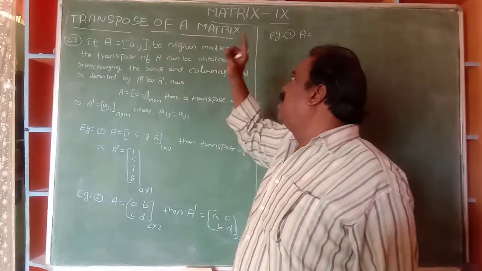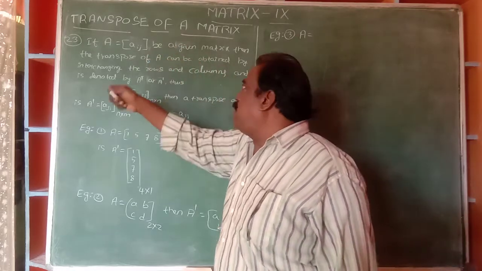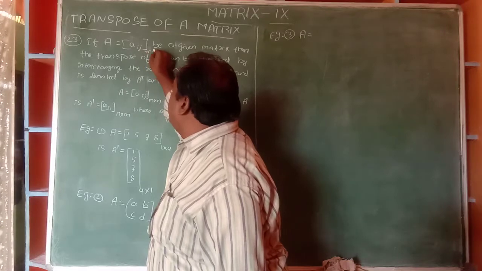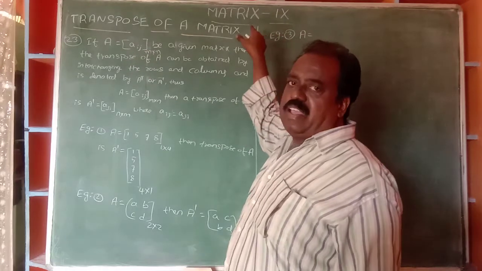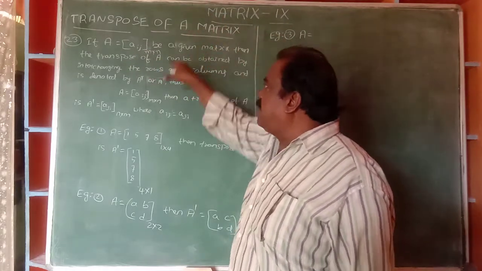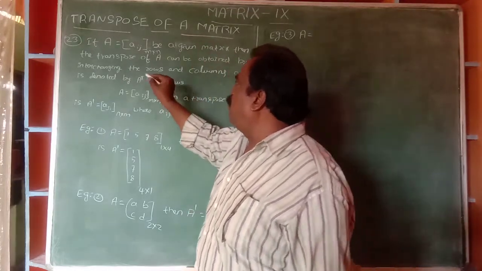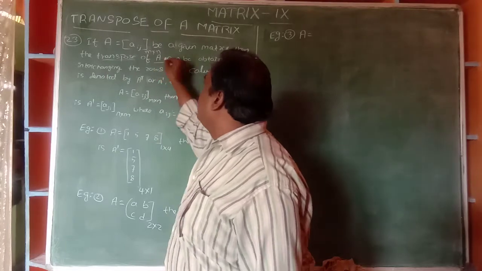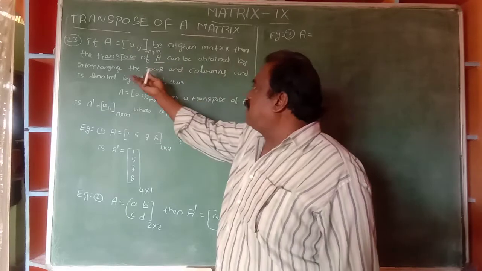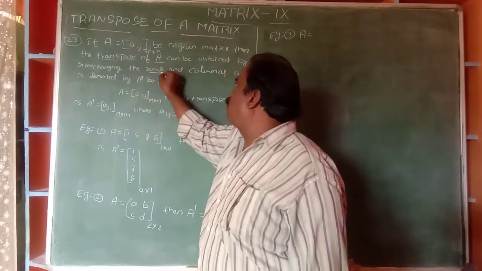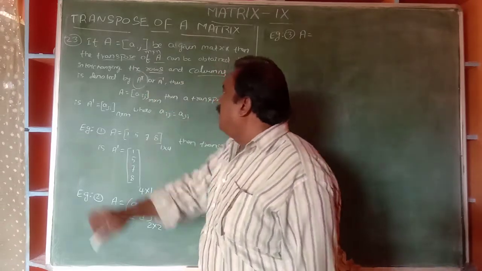Suppose capital A is a given matrix. It contains the Aij. It is a general matrix. Aij, it is an M by N matrix. That means the ith row and jth column, M rows and N columns are there. That is the given matrix. Then the transpose of the given matrix capital A can be obtained by interchanging the rows and the columns. Okay? And it is denoted by A power T.